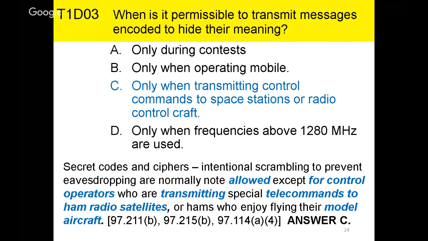And like it says here, secret codes and ciphers with the intent to scramble to prevent eavesdropping are normally not allowed, except for control operators who transmit special telecommands to ham radio satellites, or hams who enjoy flying their model aircraft. Those are signals which aren't voice, they aren't CW, and they're the only times that you can transmit anything that you're not really hiding the meaning of, you're just sending telecommands.